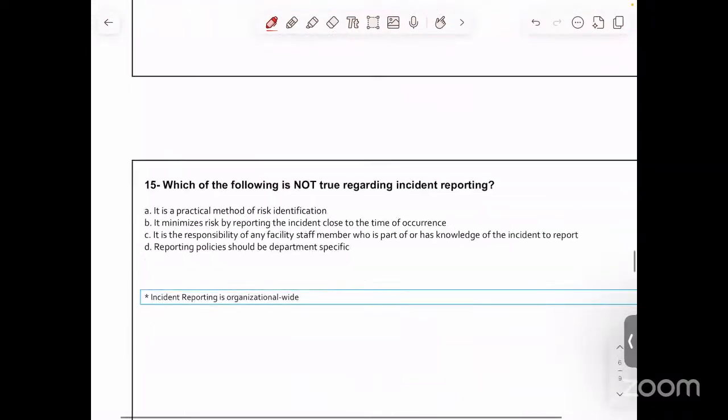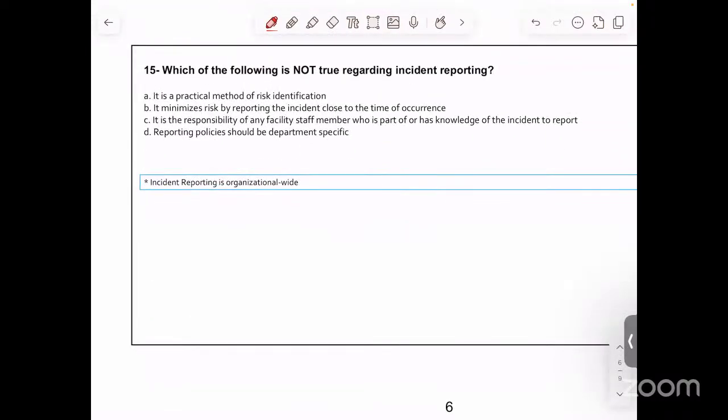Okay, number 15. Which of the following is not true regarding incident reporting? Meaning the false statement, and the other three are correct. A, it is a practical method of risk identification. What do you think? Is it true or false? It's true. Yes, incident reporting is a practical method of risk identification.